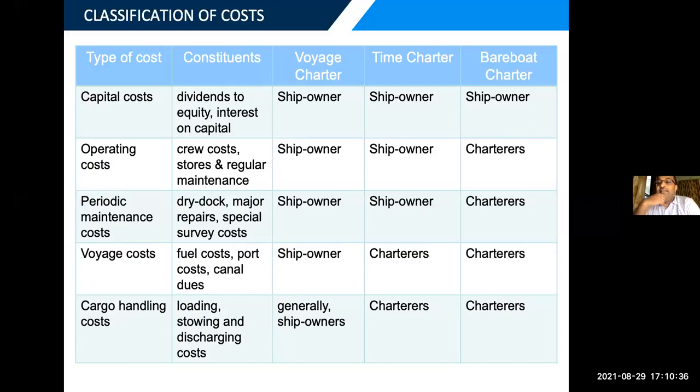Mohammed, I will put it in a different way. Depreciation is something which is not there in the slide. Depreciation cost in case of a bareboat charter will be borne by? Ship owner only. Very good, Mohammed. Why? Because it's part of your capital cost. Capital cost, irrespective of the form of charter, will be borne by the ship owner. Very good.